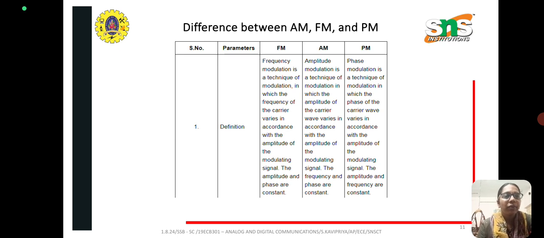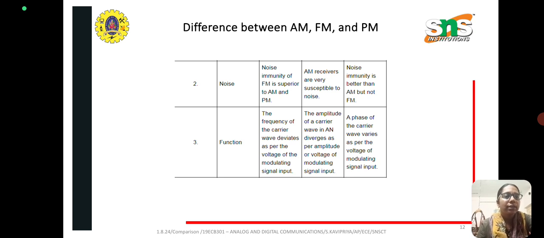And next is the difference between AM, FM and PM. In FM the frequency is varied, in AM the amplitude is varied and in PM the phase is varied. So in all the three cases, the amplitude, phase or frequency of a carrier signal is varied based on the amplitude of the input signal. As far as noise is concerned, the noise immunity of FM is superior to AM and PM. AM receivers are very susceptible to noise, and noise immunity in PM is better than AM but not FM.